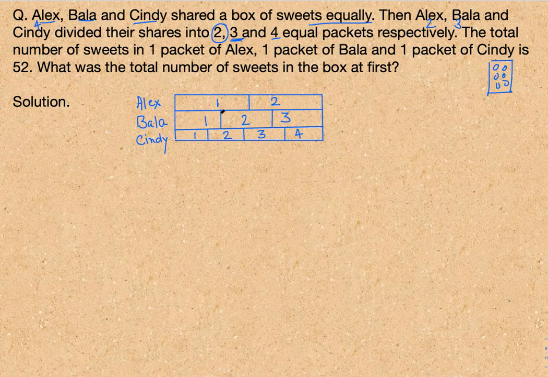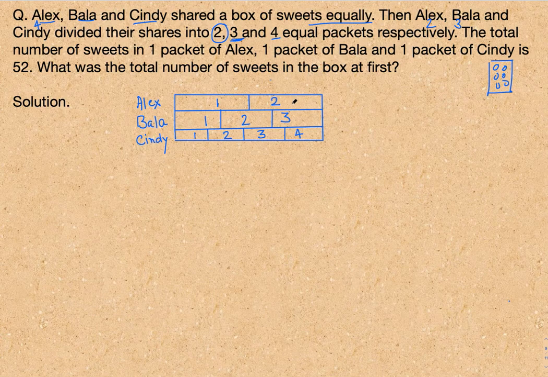So in order to solve this, our first aim would be to find out what could be the minimum number of sweets each of them has, or what could be the minimum number of sweets Alex, Bala and Cindy might have. Because that number should be divisible by all three numbers, 2, 3 and 4. That's a requirement, because each of them is able to divide it equally. That number should be divisible by 2, 3 and 4.